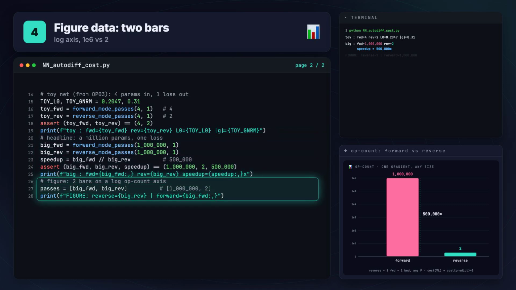Last block builds the figure data, 2 bars of op counts on a log axis, because a linear axis can't show 1 and a million in the same frame. We label the magenta bar forward at 1e6 and the teal bar reverse at 2, and print the headline line the figure visualizes. No training, no randomness, just the arithmetic of the cost model, frozen and reproducible.